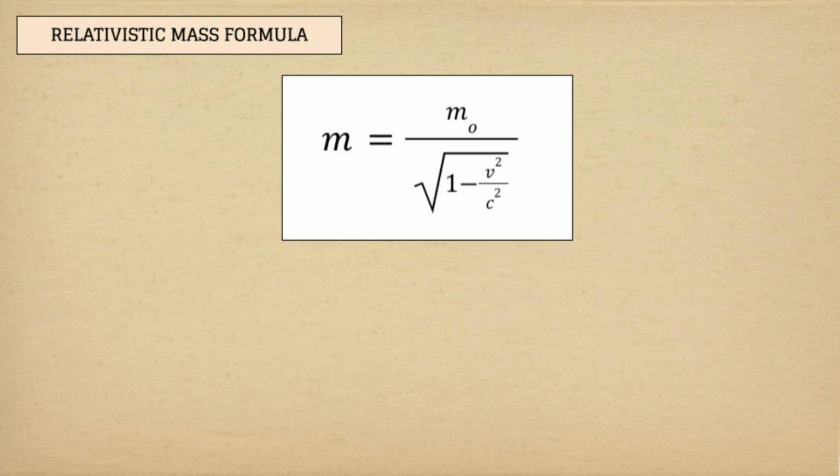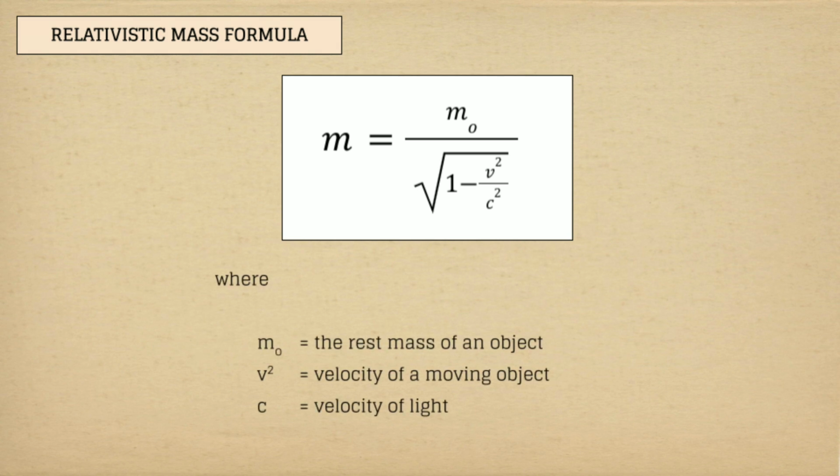In this equation, relativistic mass is equal to the quotient of m sub o and the square root of 1 minus the quotient of v squared and c squared, where m sub o is the rest mass of an object, v squared is the velocity of a moving object, and c is the speed of light, which has a constant value of 3 times 10 to the power of 8.